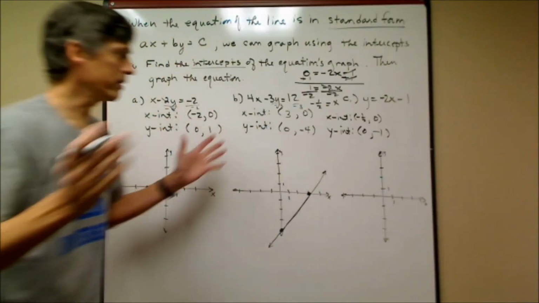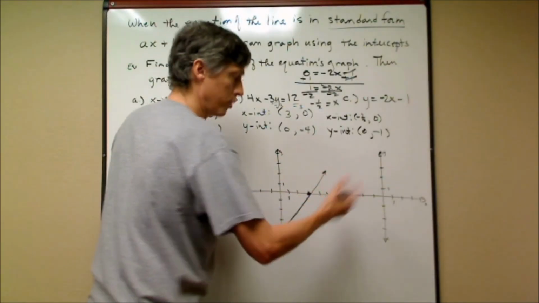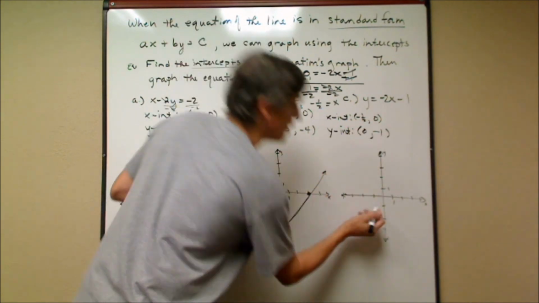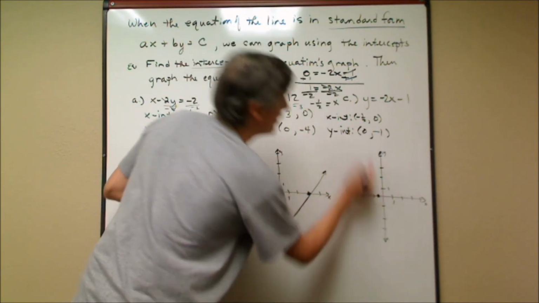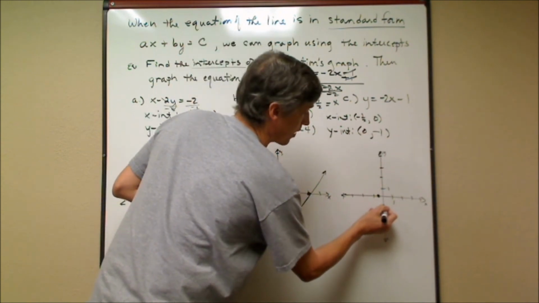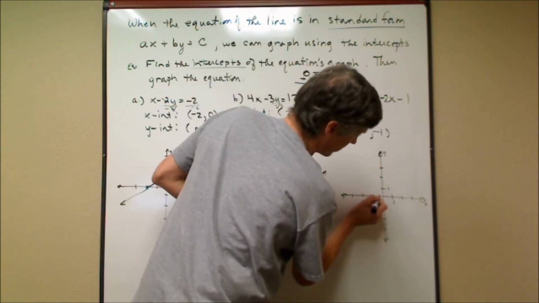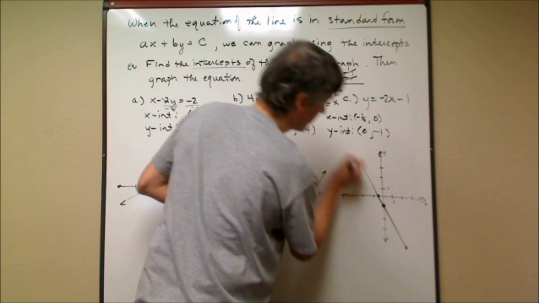Now you say, well, how do I graph negative, how do I do a fraction? Well, you have to approximate it. Negative 1/2 is halfway between 0 and negative 1, so it would be about here. And then 0, negative 1 would be right here, and I get a line that looks something like this.